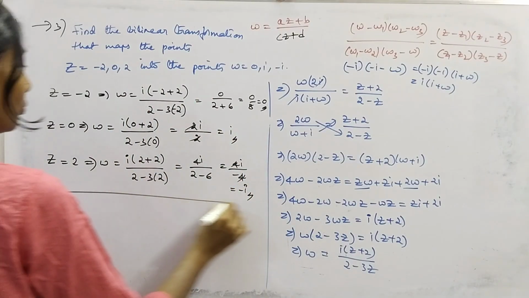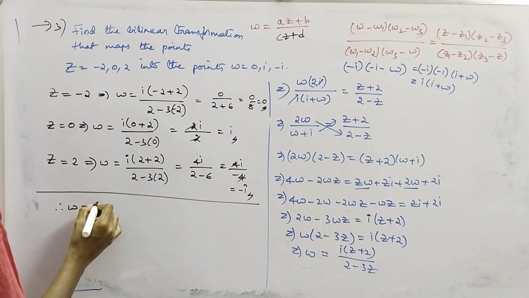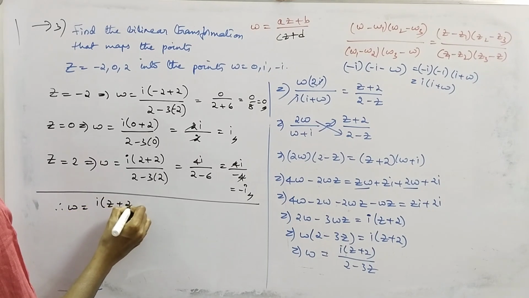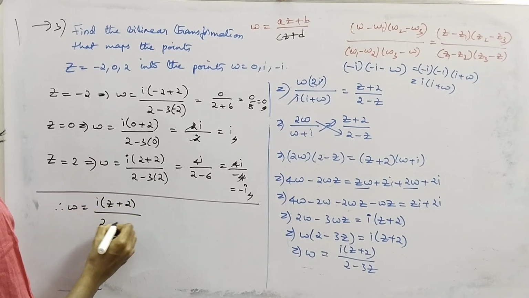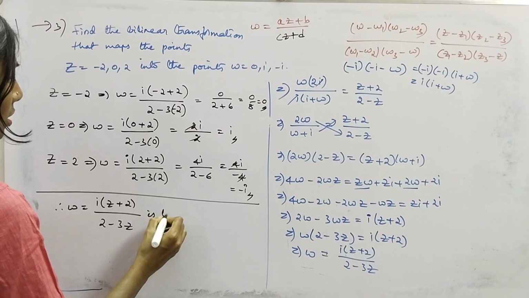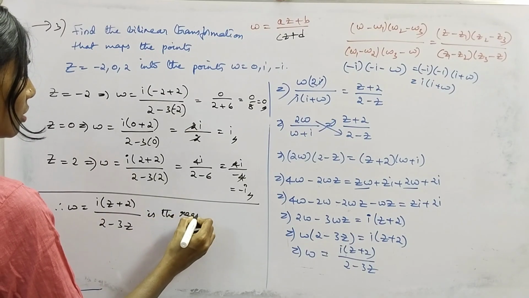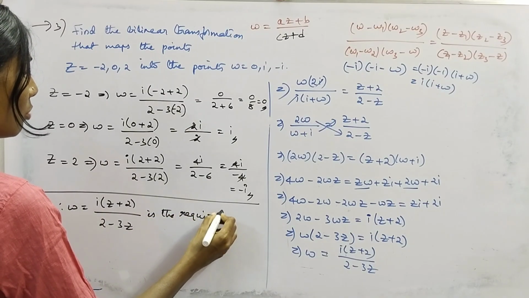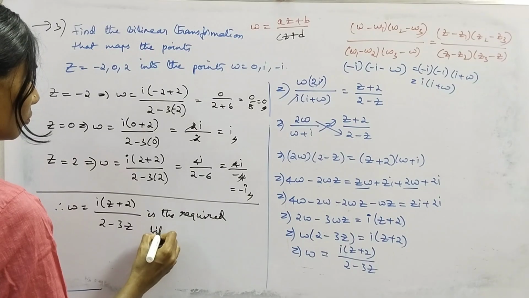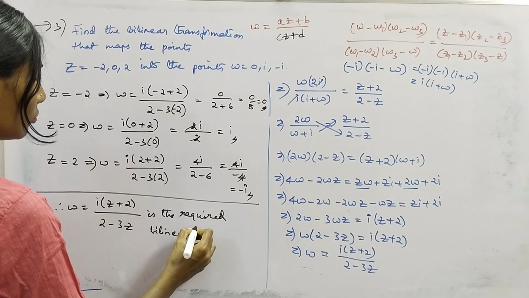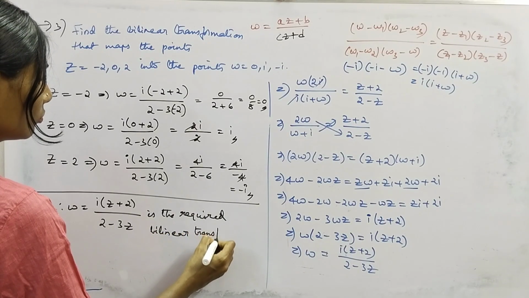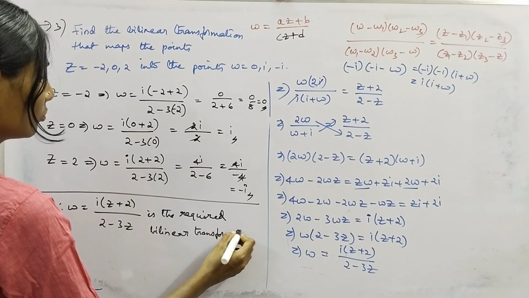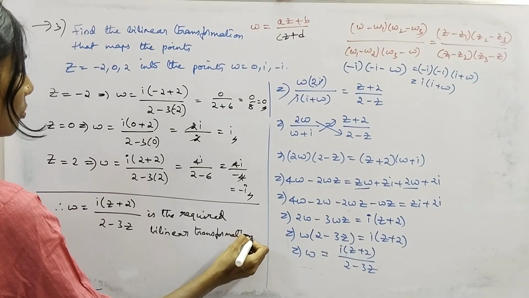Therefore, omega equal to I times (z plus 2) by (2 minus 3z) is the required bilinear transformation. This completes the problem.